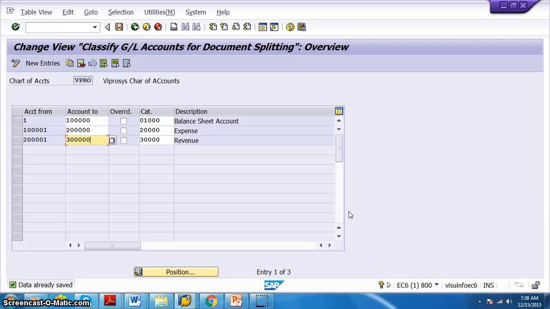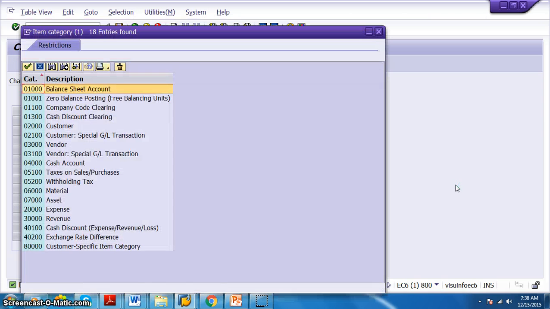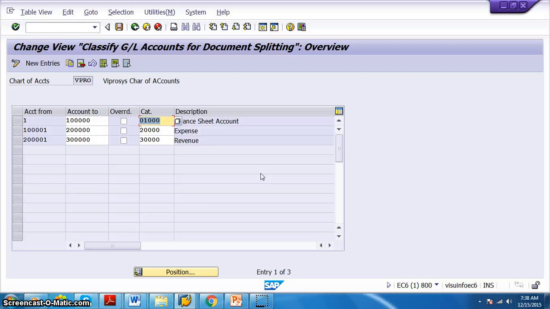So we have segregated in that way, and there will be different categories as we discussed in the theory part. According to these categories, we should keep all these values under some category. So 1000 is for balance sheet account, 1001 is for zero balance postings, 1100 is company code clearing, and all these things. So we have taken now expense, revenue, and balance sheet account. These are the three things that we have discussed right now. We have maintained them here, and we can maintain other account numbers also.